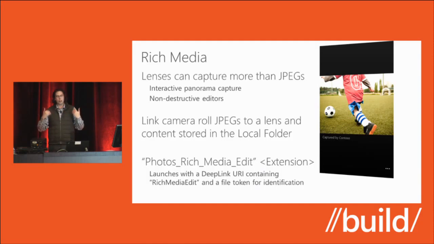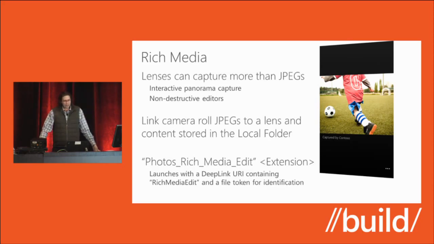This notion of rich media, of having additional content associated with information that is stored in the camera roll, is really a big part of the lens story. And I usually say, well, just remember that lenses can capture more than just JPEGs. The Photosynth example that I showed earlier of interactive panorama capture is a very good example to think about how you create something and then tie all the pieces together with the camera roll and the application itself.